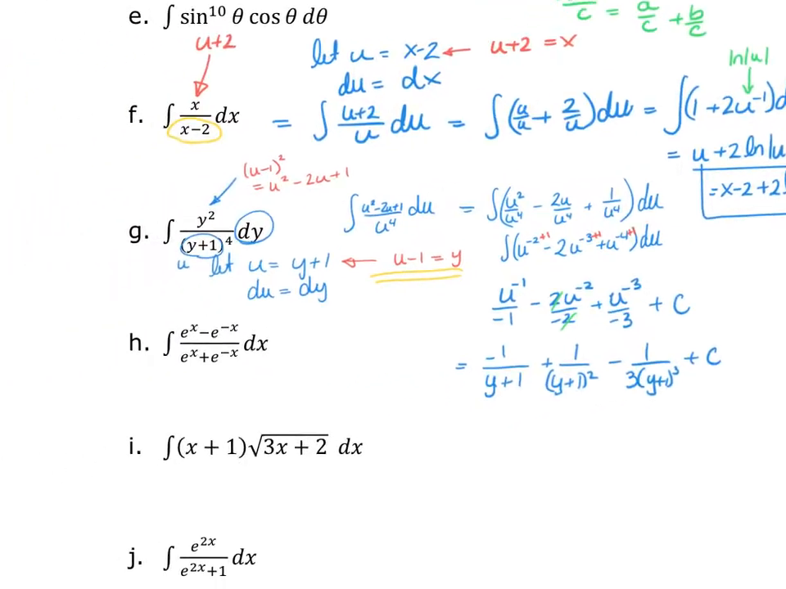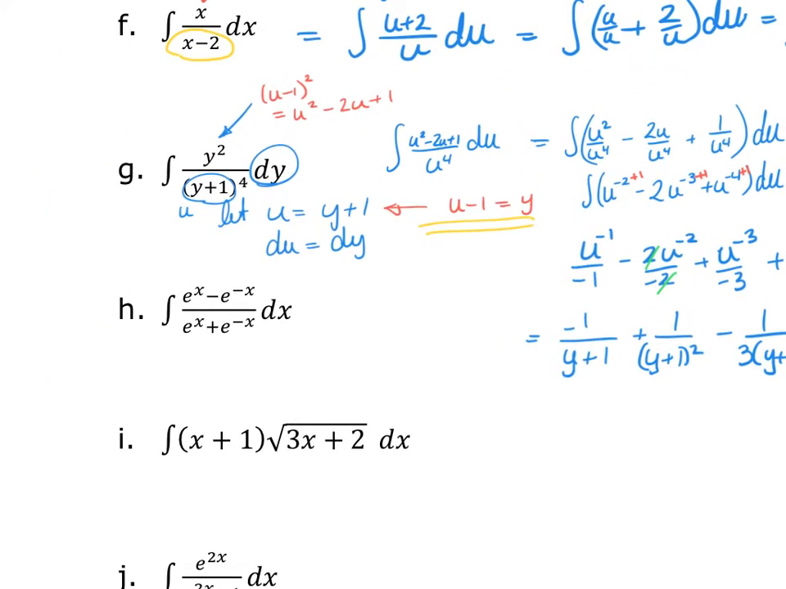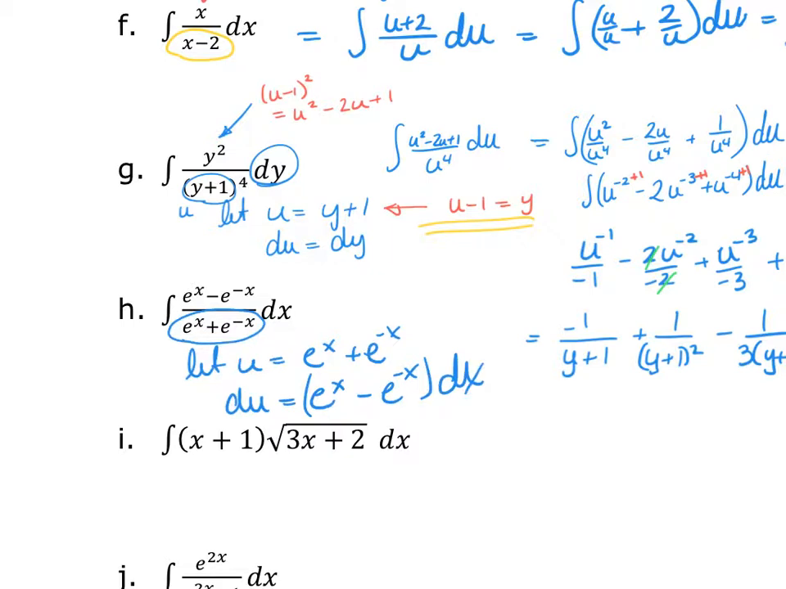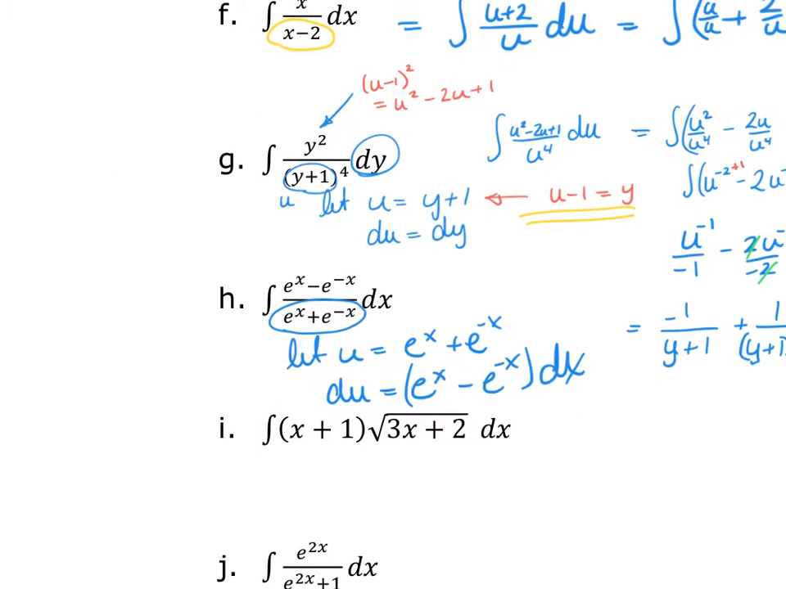Okay, I know we're almost out of time, so I'm just going to do H really fast. And like I said while we were working on F, we're going to let that be u. So let u equal e to the x plus e raised to the negative x. Then du is going to give me e to the x minus e to the negative x dx. So even though my reaction may have been, hey, I want to do u is equal to e to the x, whenever I see a denominator, I almost always make that the u. And then by doing that, I have a replacement for the numerator and dx to be du.